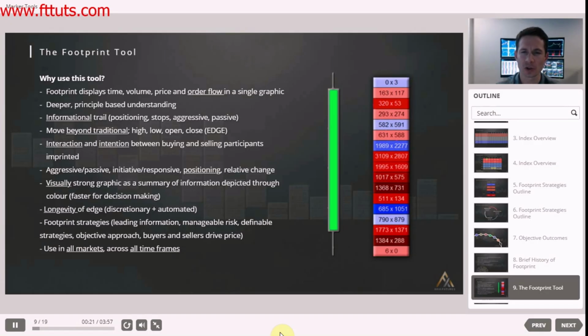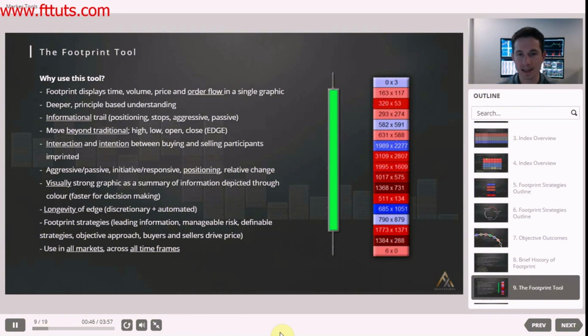Don't get too concerned about what the footprint implies in terms of the numbers and the X's. We will get onto that a little bit later in this unit and obviously later on in the course. But for now, what I want you to understand is some of the basic reasons why we utilize the tool. First and foremost, the footprint displays time, volume, price and order flow in one single graphic.